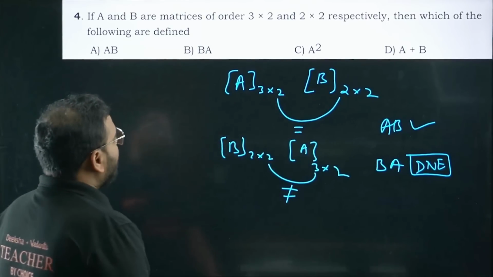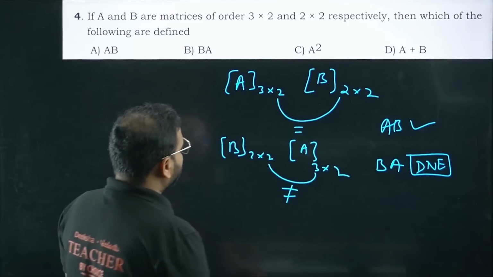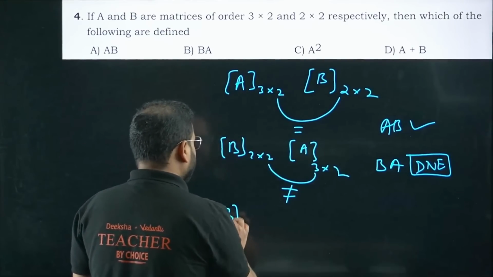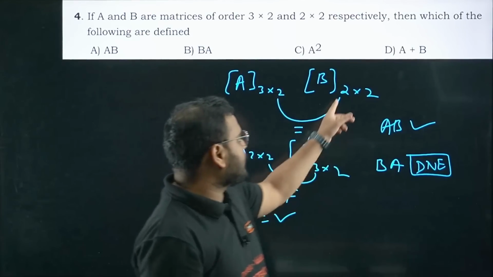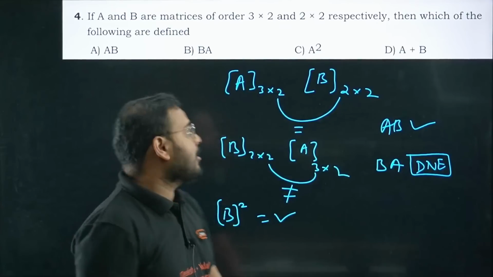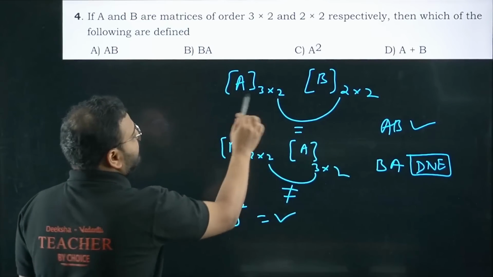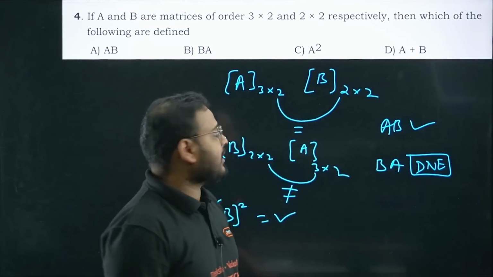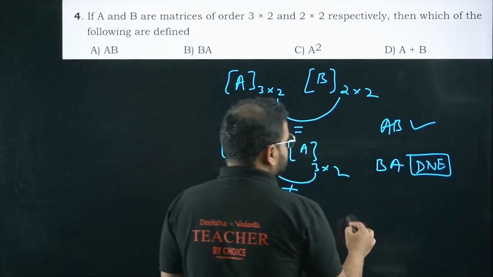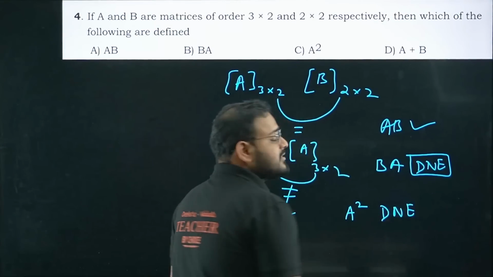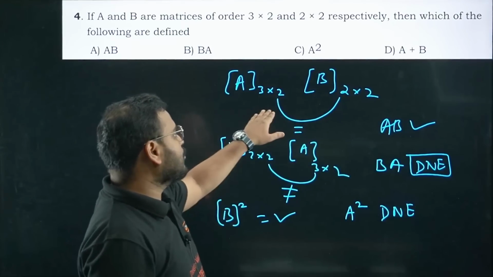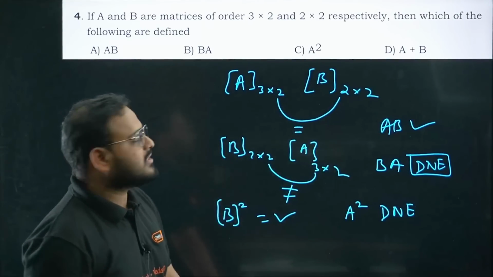AB exists. What about B square? B squared exists, right? Why? Square matrix, 2 cross 2, I can take the square of that. However, in the case of a matrix which is not a square matrix, a rectangular matrix, A square does not exist. Think about it: 3 comma 2, then 3 comma 2, again not equal.